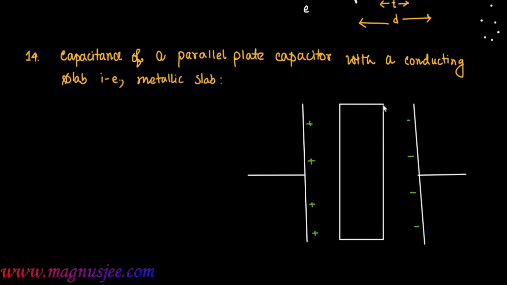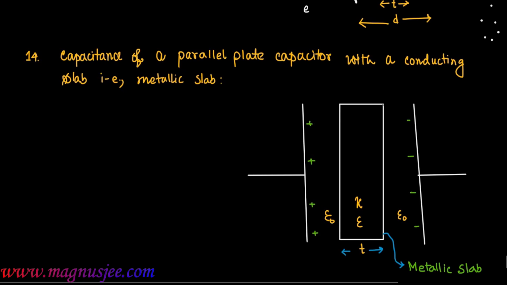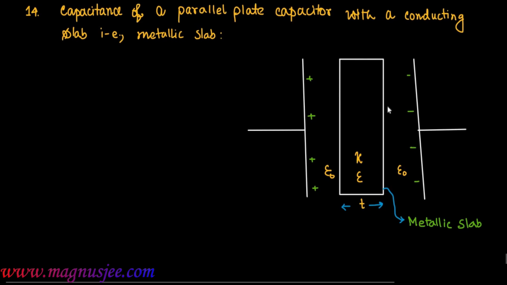A metallic slab is introduced in between the two plates of a parallel plate capacitor. K is the dielectric constant, epsilon is the permittivity of the conducting slab, t is the thickness of this conducting slab, and epsilon 0 is the permittivity of vacuum outside the metallic slab. This is the metallic slab introduced in between the two plates of the parallel plate capacitor, and the dielectric constant and permittivity of the metallic slab are K and epsilon.